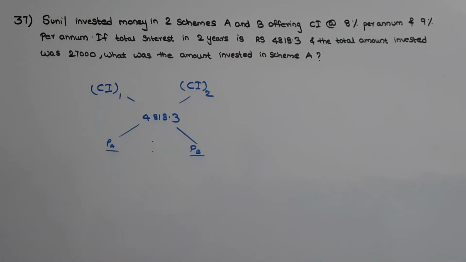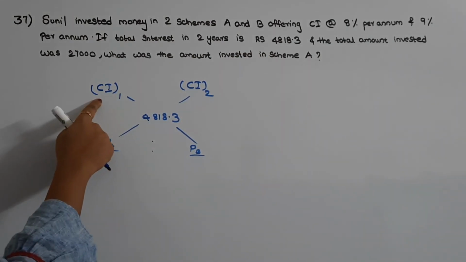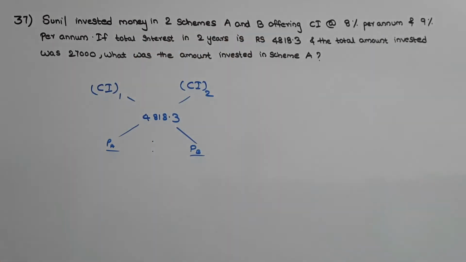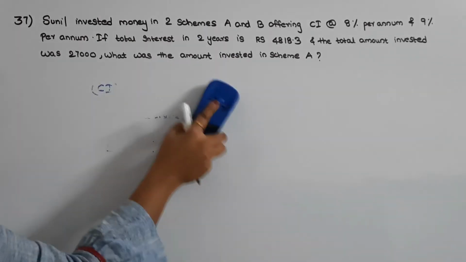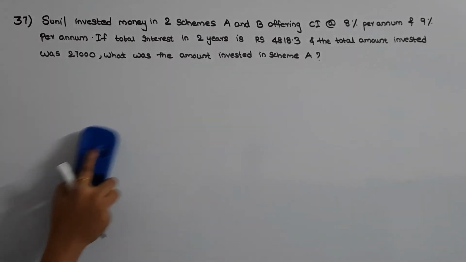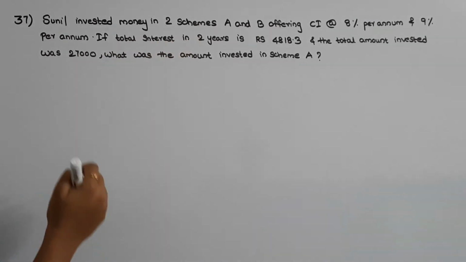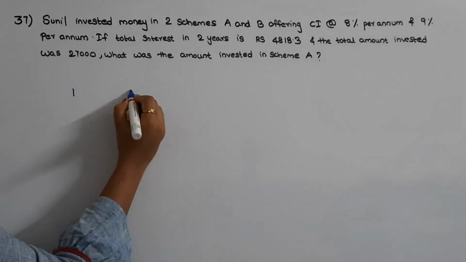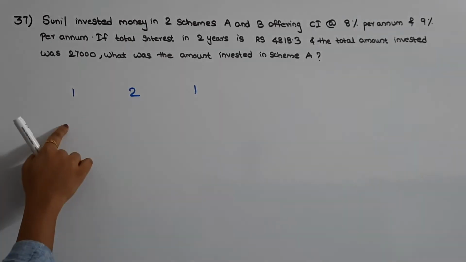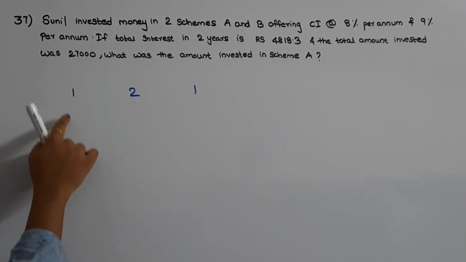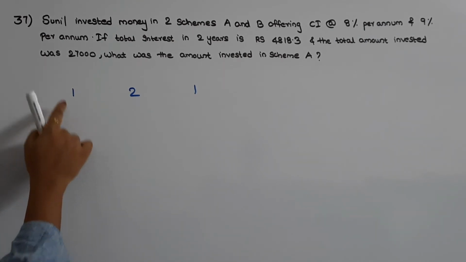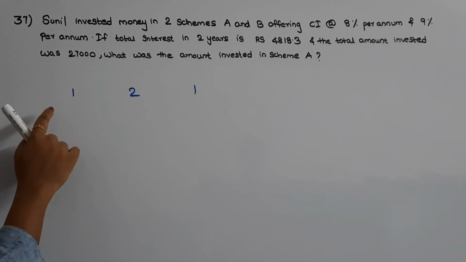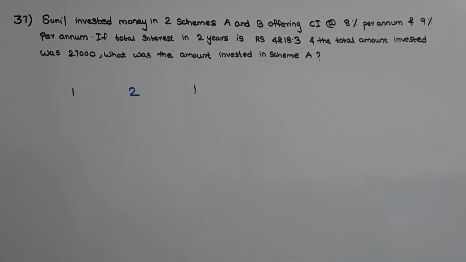Now let us first find out the compound interest in the first case, that is with 8%, and then compound interest with 9%. So this we are doing by Pascal's triangle method. Here the time period is 2 years. So how can we do Pascal's triangle method? Write 1, 2, 1. Below this we need to write down the principal. Here the total principal is 27,000. So we need to take 27,000 as the principal.